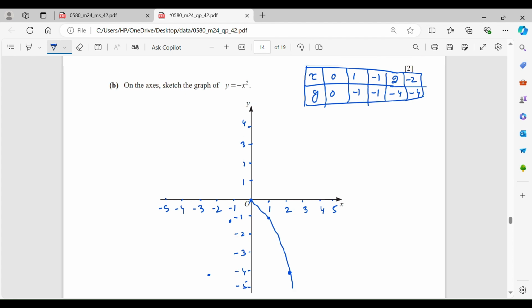Right, from there also. Something like this, right? Next question.